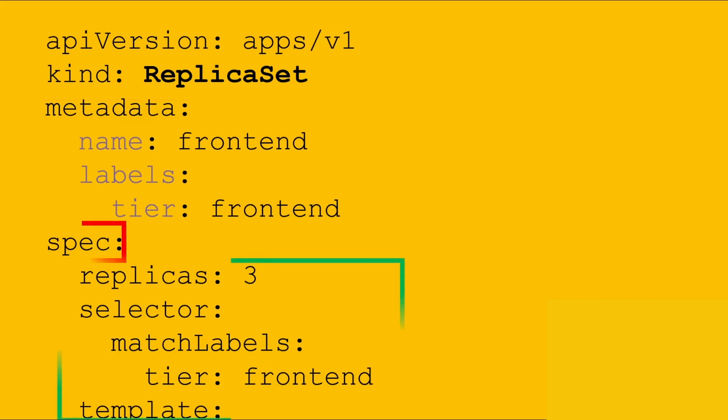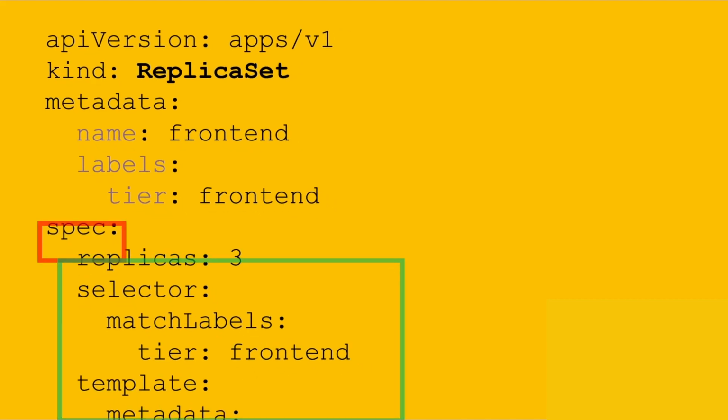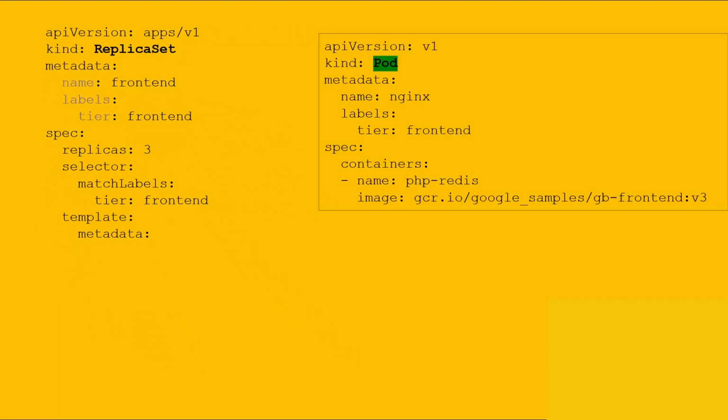In specs, we mention the identical pods that need to run under the control of this replica set. Further, we instruct our replica set to acquire the pod which has the label tier equal to frontend.